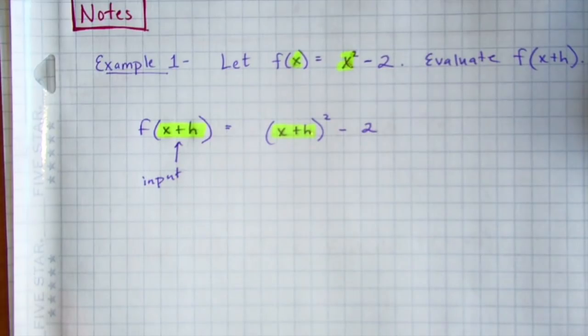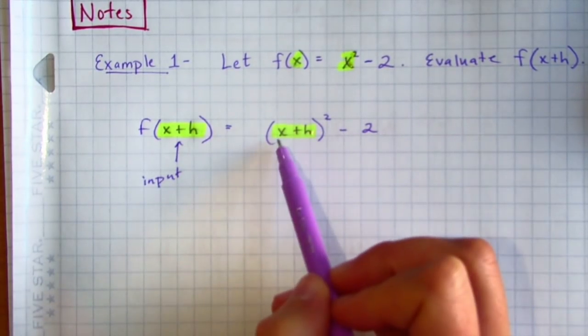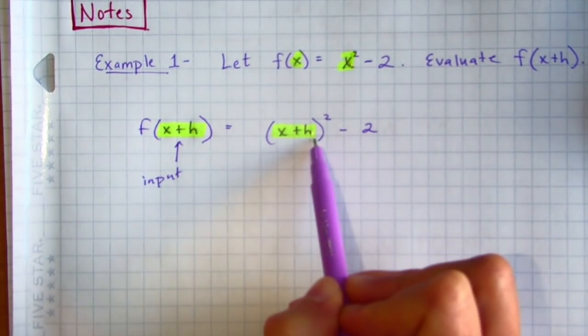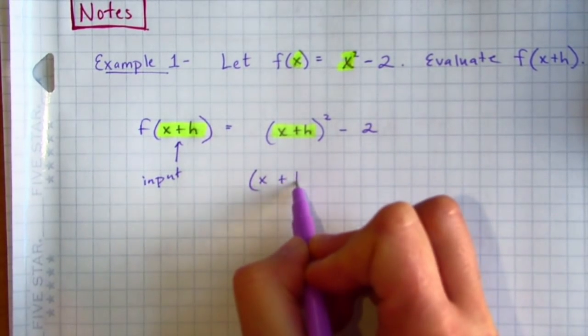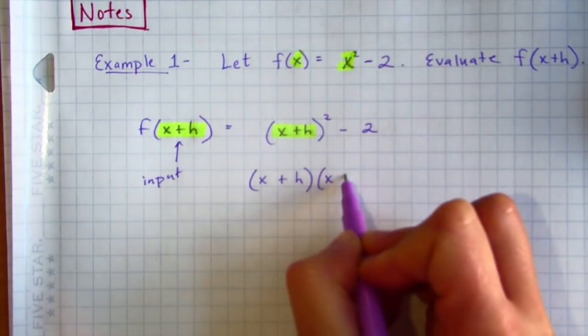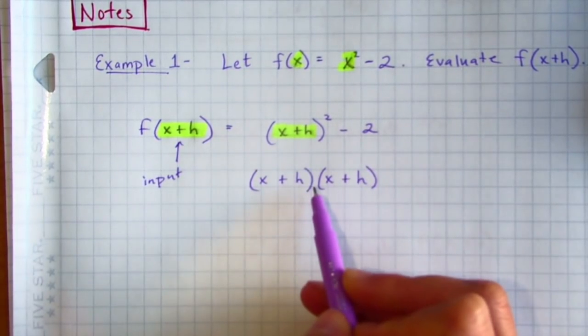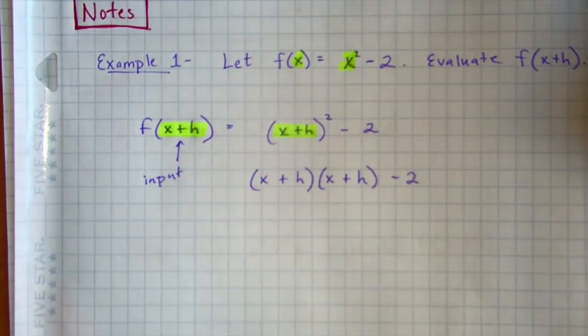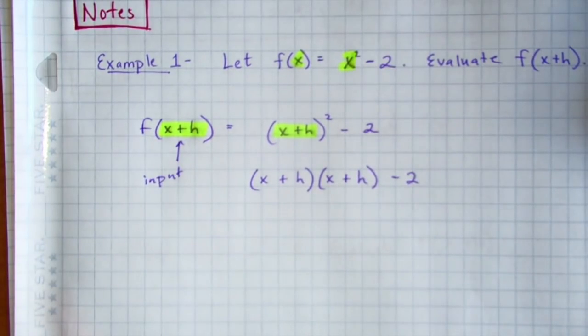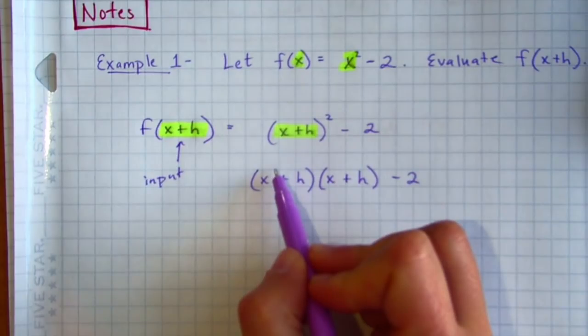So we know that this squared here in math means that I'm multiplying x plus h times x plus h. So if I expand, this is called expanding. If I expand this out, it would look like this, and then I still have the minus 2 at the end. Okay. So what I'm going to do now is go ahead and FOIL. I'm going to distribute out this expression.